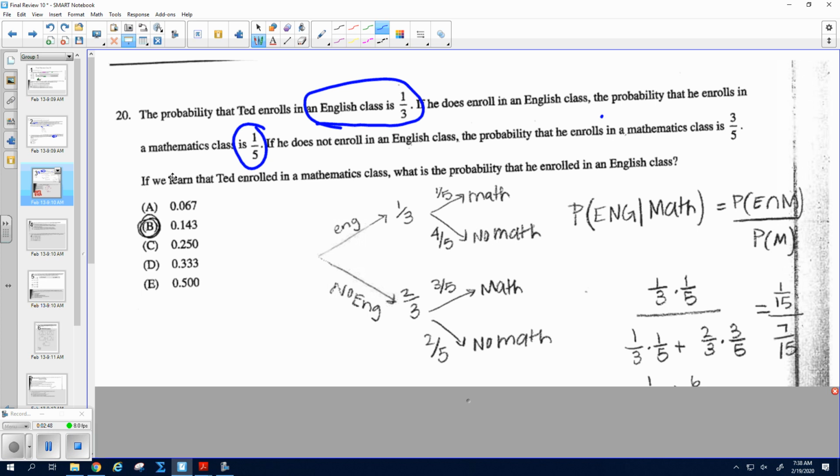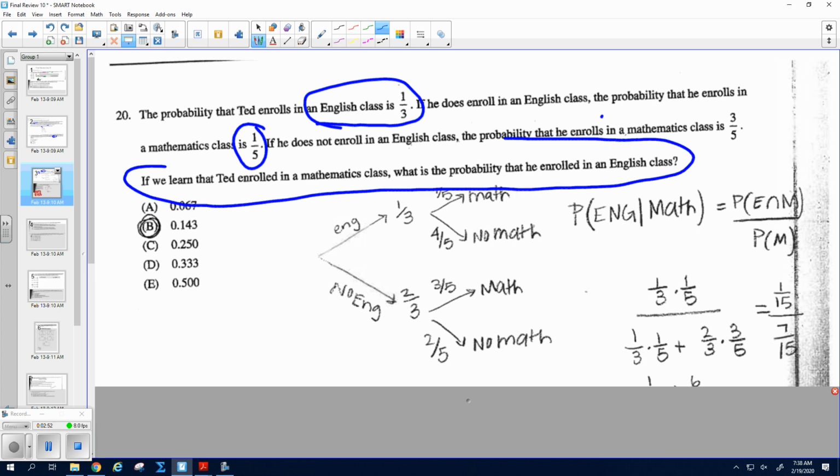Then you have to be able to set up your conditional probability. He is in a math class. What's the probability that he enrolled in English? What you know goes second. What you're finding the probability of goes first. And you want this bar for conditional, which means given. So what's the probability he takes English given we know he's in math?